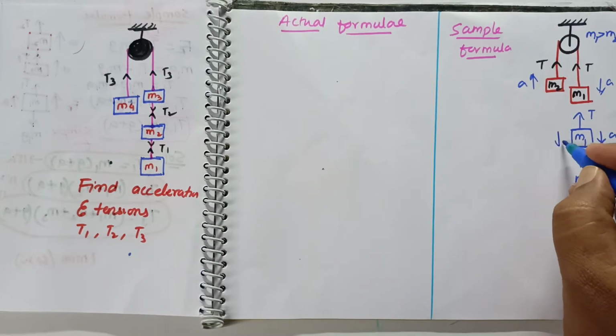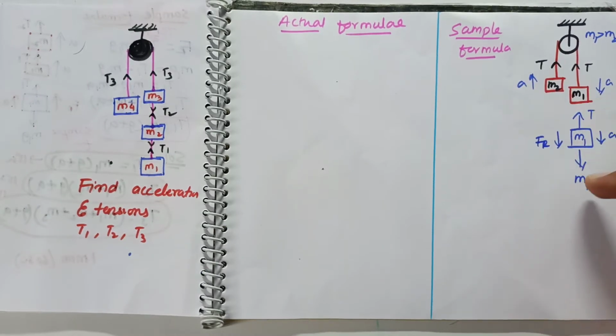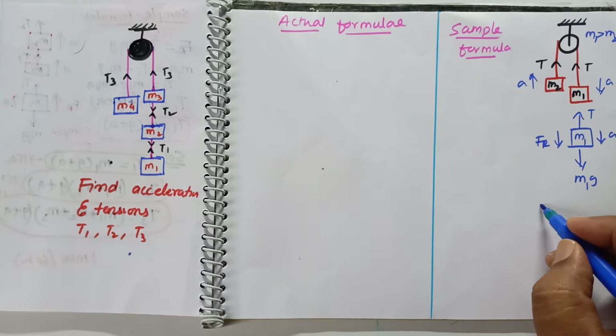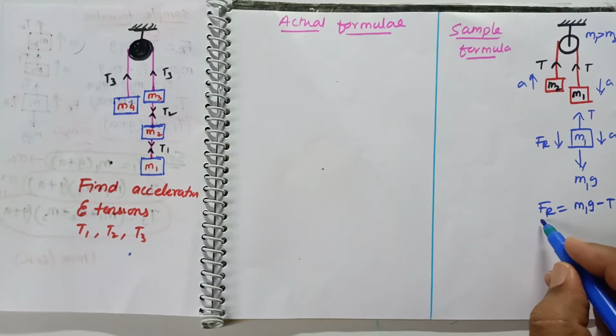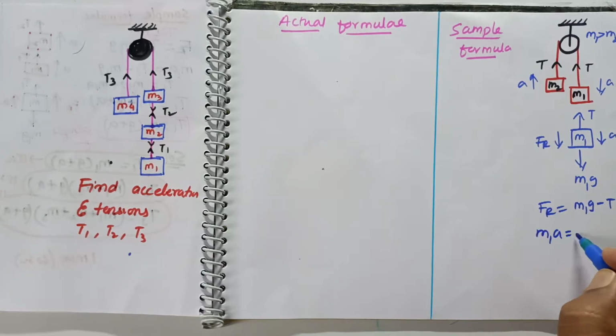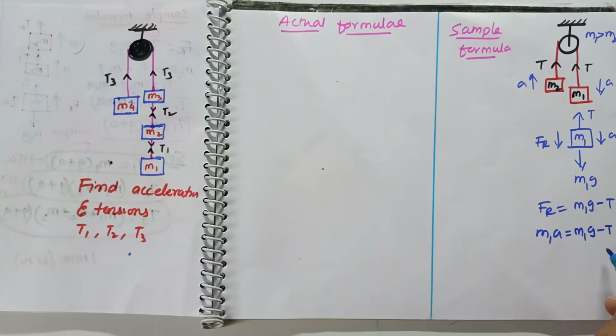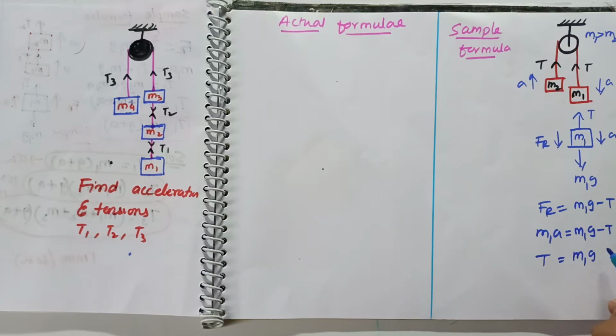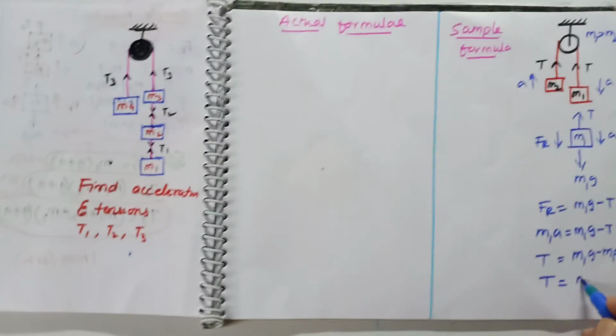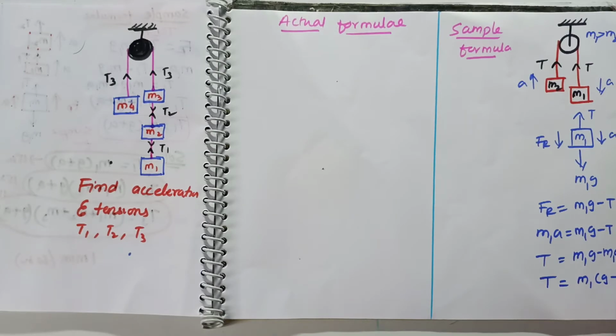So what is the resultant force? Resultant force is also downwards. When two forces are acting on a block and it is still coming down, it means the downward force is dominating the upward force. Then what are you going to write? Resultant force will become m1g minus tension T. This is according to Newton's second law. You will write m1 into a, which is equal to m1 into g minus tension T. So take tension to the left side, then m1g will be on the right side, minus m1a also on the right side. So tension will become m1 into (g minus a).